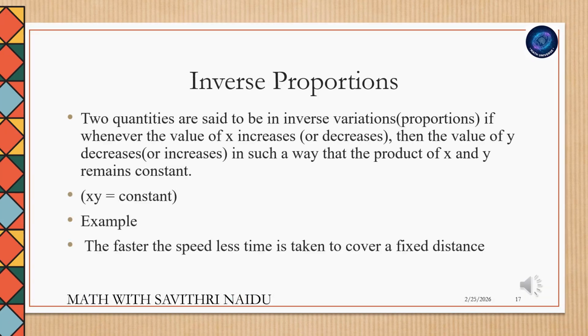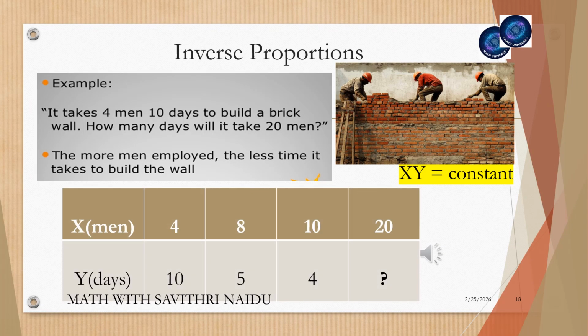Inverse proportions in detail. In inverse proportion, the relation of the two quantities is such that their product remains a constant. If x increases, y decreases accordingly. For example, the faster you travel, the less time you take to cover a fixed distance. Let's observe some of the examples.